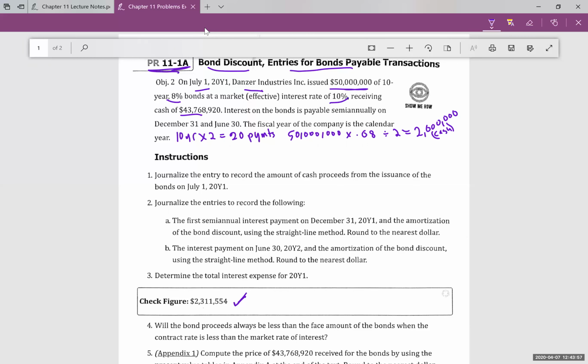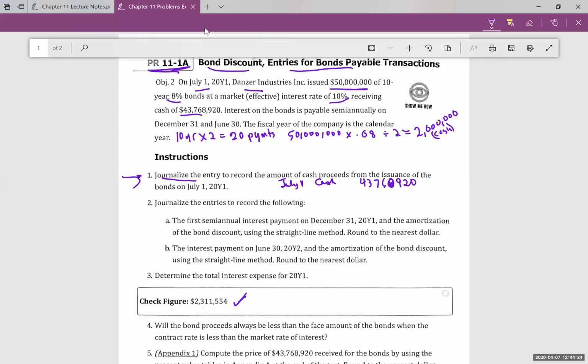Okay, so let's get started here. Journalize the entry to record the amount of cash proceeds from the issuance of the bonds on July 1st. This is the day they get, it's a 3-liner, they get this money up front. How much did they get? We're going to debit cash 768,920.